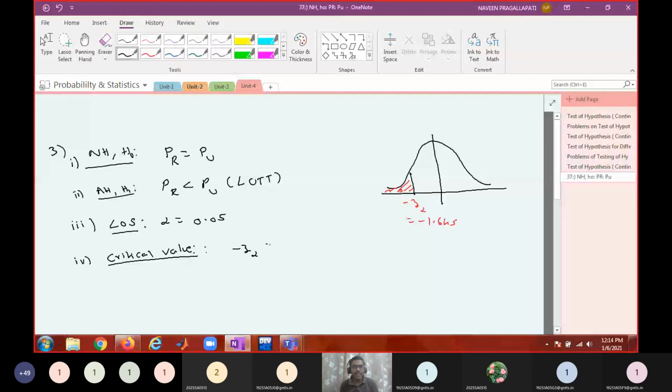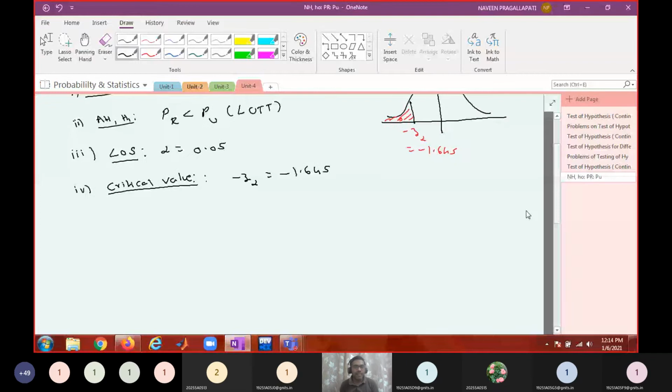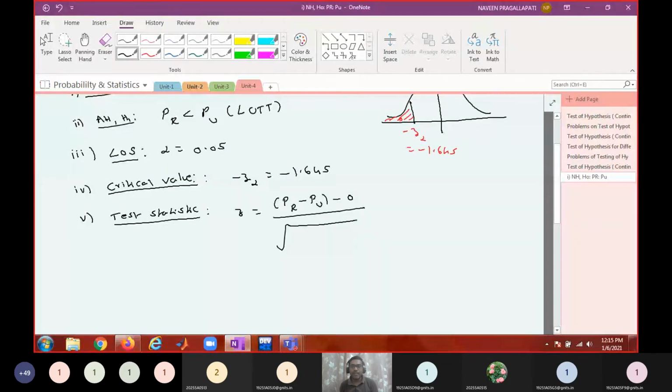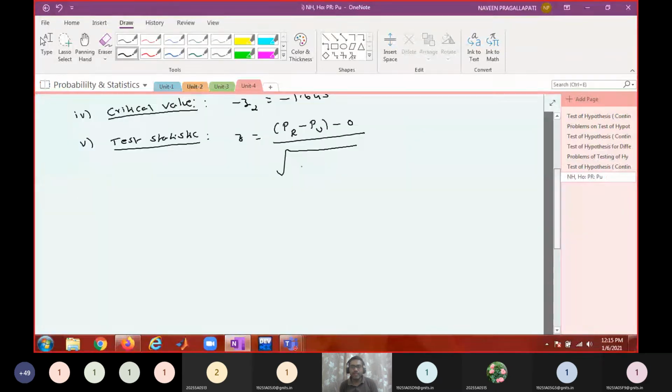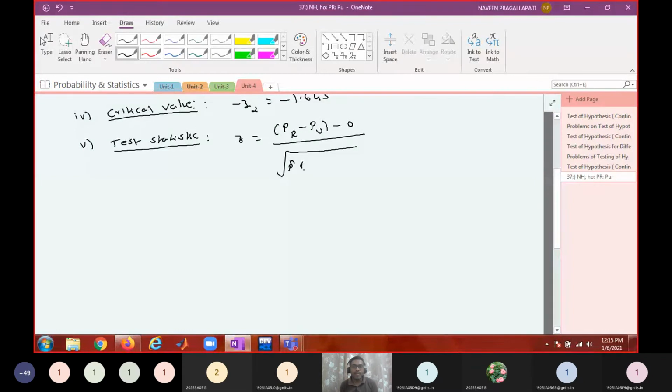Minus Z alpha equals minus 1.645. Fifth one, test statistic. Test statistic Z equals PR minus PU minus delta 0, divided by root of P cap Q cap into 1 by N1 plus N2.